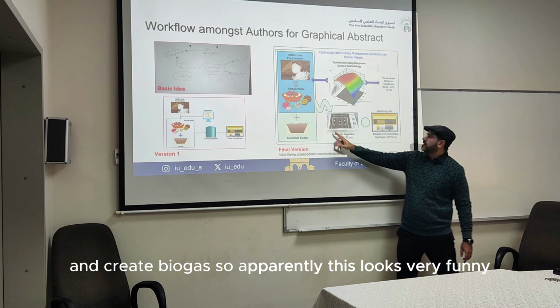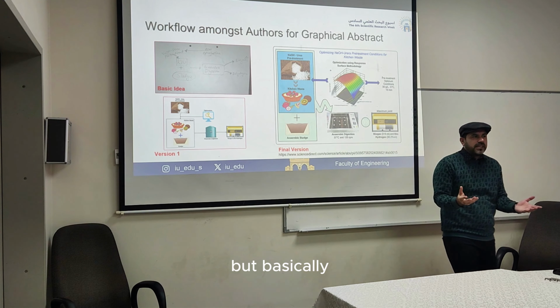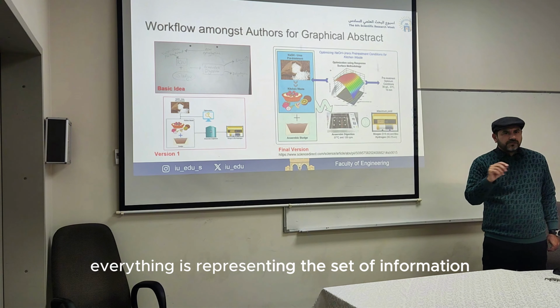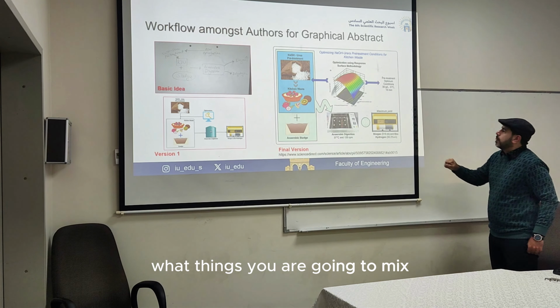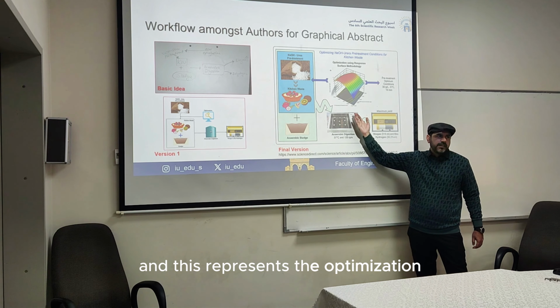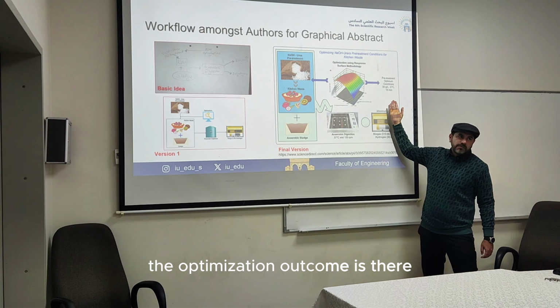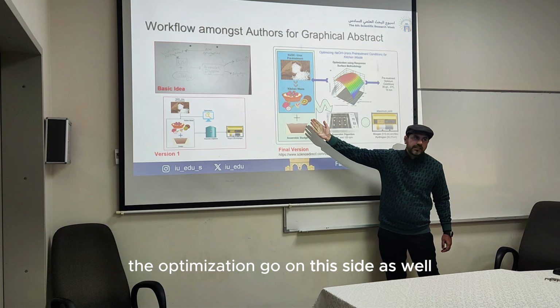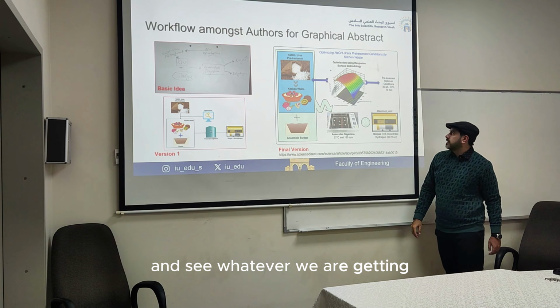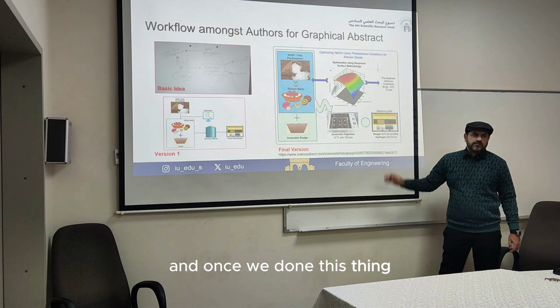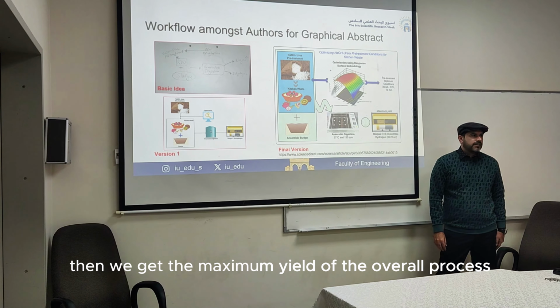So apparently, this looks very funny, but basically everything is representing the set of information on how you are going to mix, what things you are going to mix. And this represents the optimization. The optimization outcome is there, and the optimization goes on this side as well, so that we can change the concentration and see whatever we are getting. And once we have done this, then we get the maximum yield of the overall process.